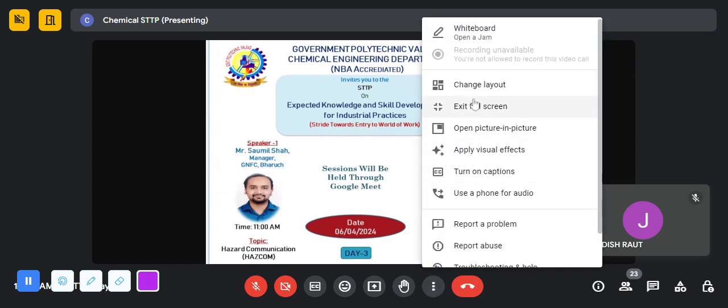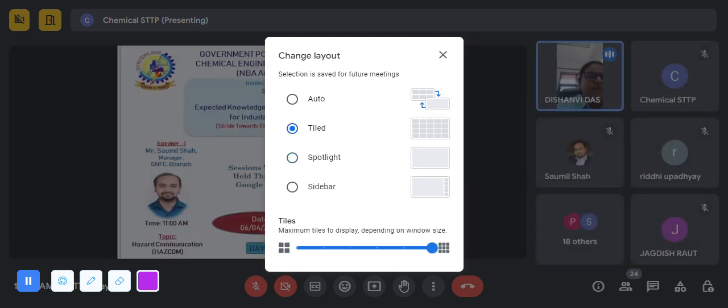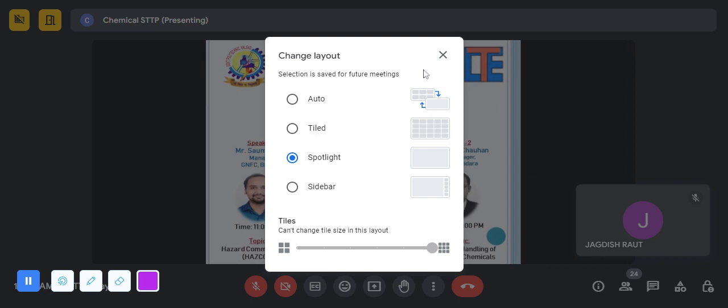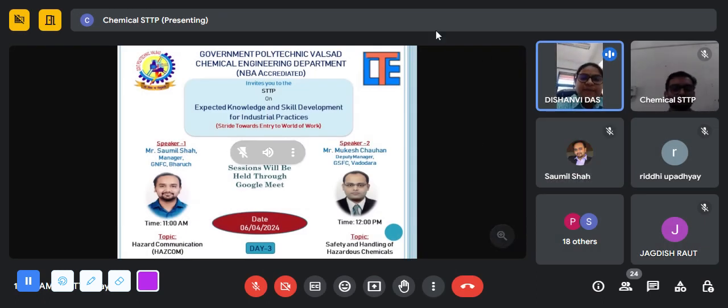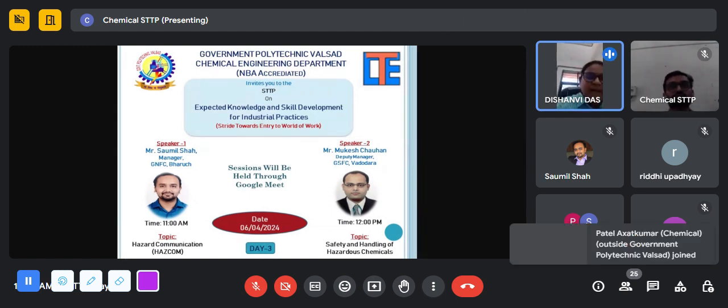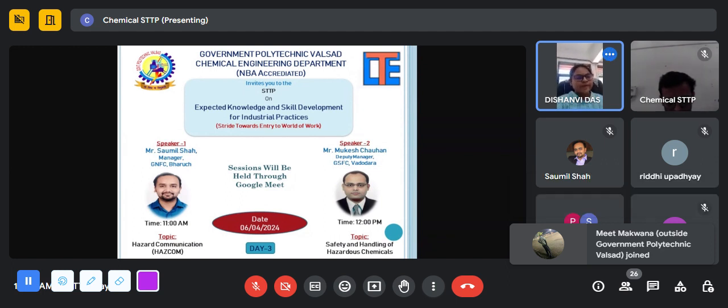Good morning and welcome to all. Today is our third day of STTP on expected knowledge and skill development for industrial practice. Our first session is delivered by our today's expert, Mr. Shomil Shah sir, on the topic hazard communication. He is working as a safety manager in GNFC Bharuch for the last 13 years and he successfully commissioned the TDI plant, the only toxic plant in India, as a safety officer in 2014 and 15.